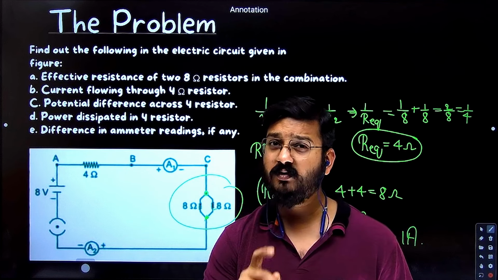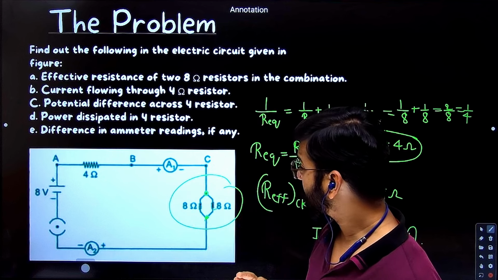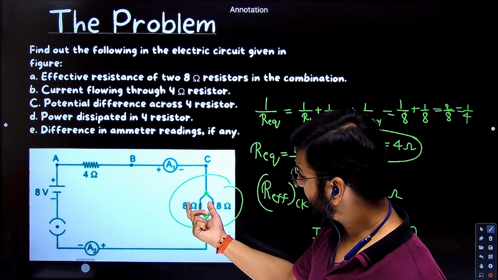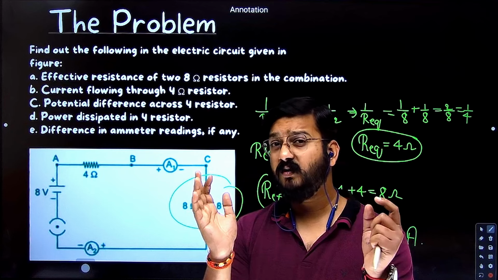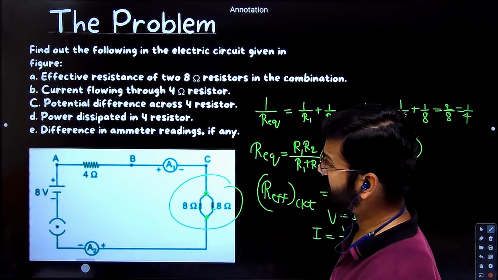What will be the reading of A2? 1 amp. So the reading of A1 and A2 will be 1. Second question, what can they ask you? What will be the current flowing into the 8 and 8? Like I told you, two equal paths. So the total current will divide into two equal parts. So 1 by 2 and 1 by 2.